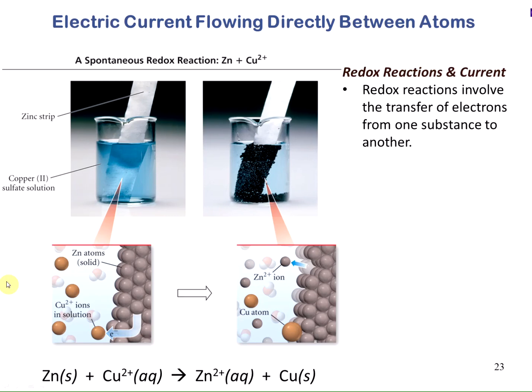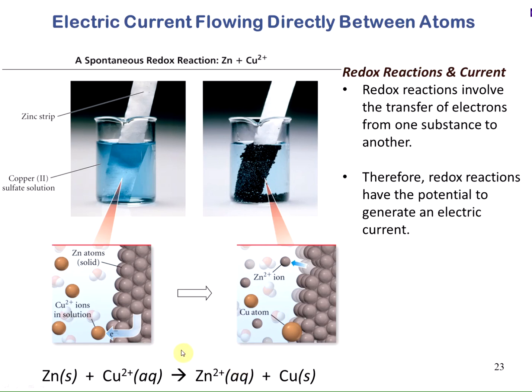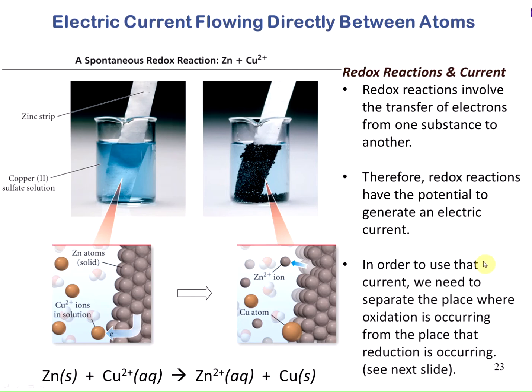Now, if we write this as a chemical equation, the zinc metal, so the zinc solid, reacts with the copper 2+ aqueous to form zinc 2+ aqueous and copper solid. So in this process over time, for 1 mole of zinc metal and for 1 mole of copper 2+, we are transferring 2 moles of electrons. So because we're transferring electrons, this redox reaction has the potential to generate an electric current.